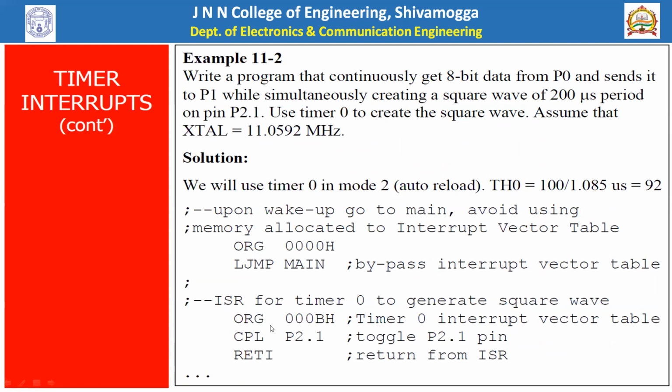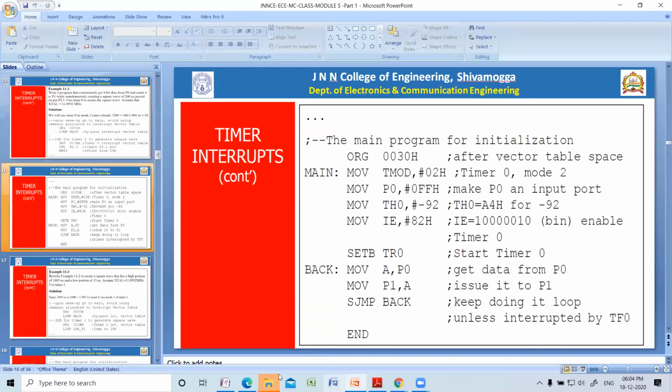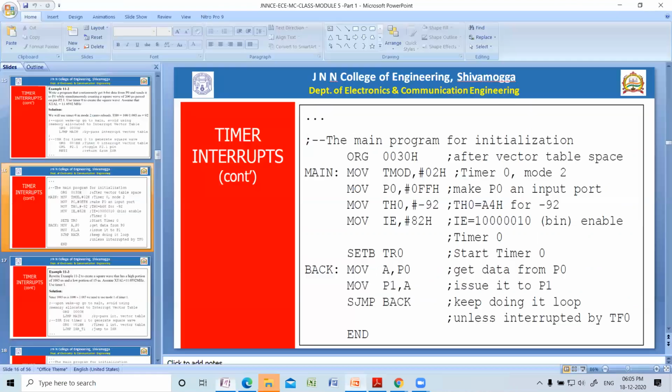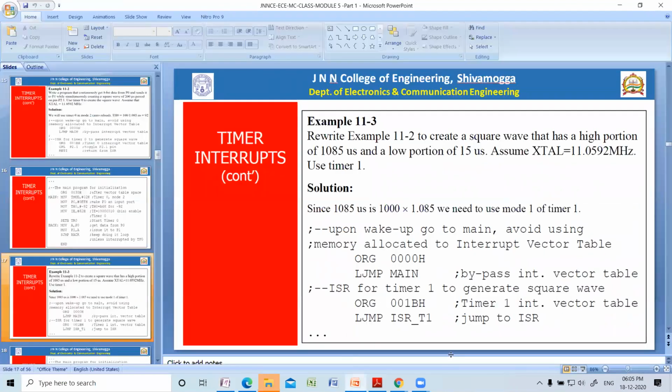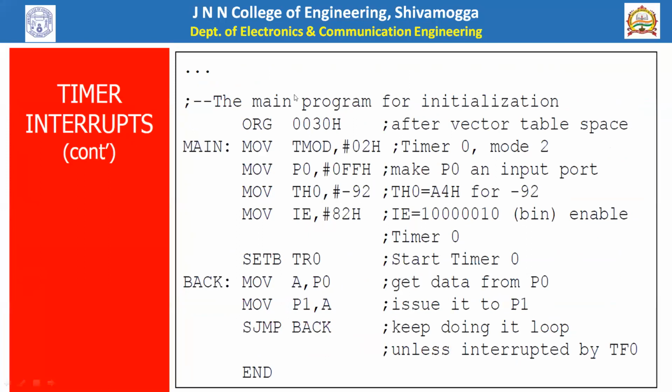In the interrupt service subroutine, what is it doing? It complements P2.1. What do we mean by complementing P2.1? Earlier P2.1 is 0. When there is an interrupt, it complements it. It waits 100 microseconds, and once again it complements it, so that it is generating a square wave. Generation of the square wave and copying from P0 to P1 is done simultaneously. So this is the program.